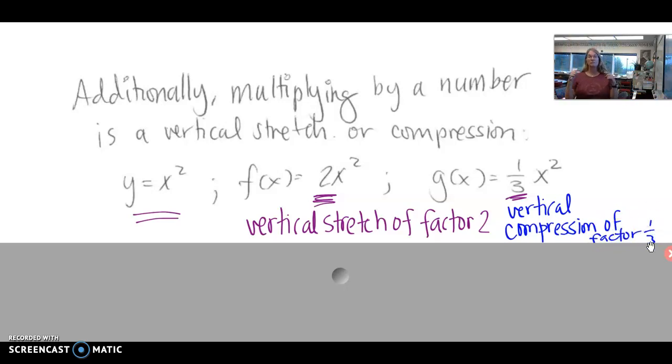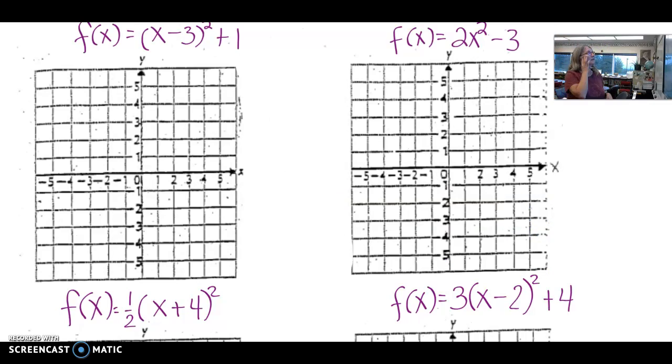So instead of going over 1 and up 1, I'm going to go over 1 and up 1/3. Over 2, instead of up 4, I'm going to go up 4/3. And over 3 and up 9, I'd go over 3 and up 3. So let's look at how that works.